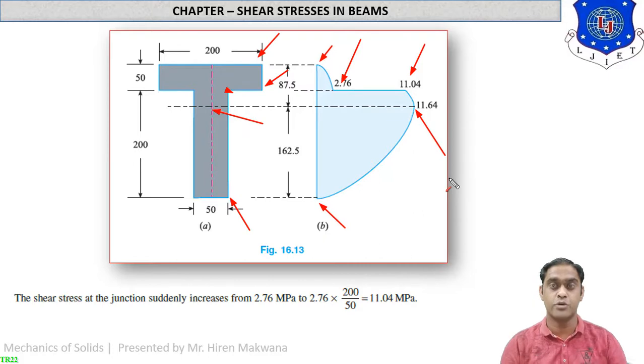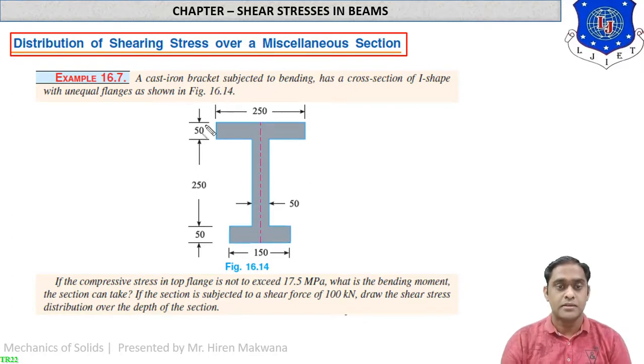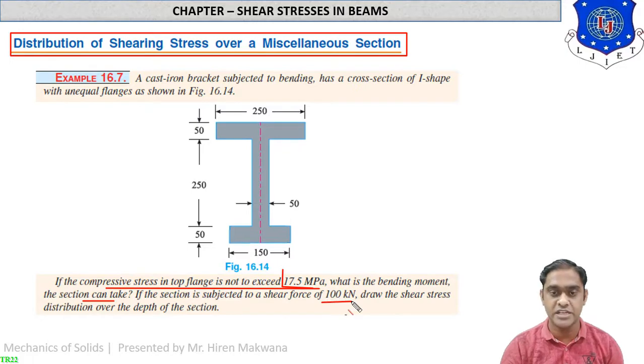Now let us calculate one more numerical, that is for the I section. You can see in this I section what is given. The dimensions are as usual. The compressive stress in the top flange is not to exceed 17.5 megapascal. So compressive stress sigma is given to you as 70.5 Newton per mm square. How much bending moment can the section take? So first of all, as per the previous chapter, we have to find the bending moment M, the resisting moment. And the shearing force is 100 kilonewton, means F is given to you.